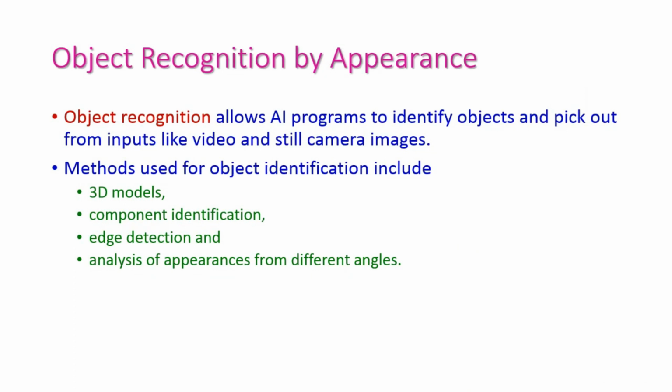Object recognition. Object recognition is a software program which allows us to identify the object from still images, right? The methods used to identify the objects include 3D models, component identification, edge detection, and analysis of appearance from different angles. So these are the methods which are used to identify a particular object from a still image.